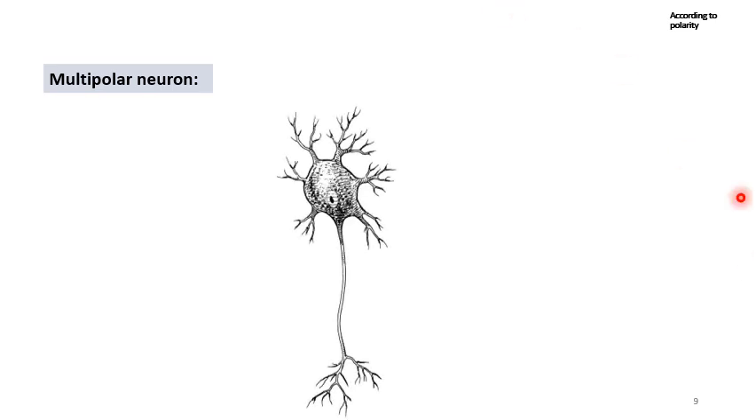Multipolar neuron. Multi means many. Multipolar neuron has many dendrites and a single axon. Here many dendrites arise from the cell body of the neuron and a single axon arises from the cell body.